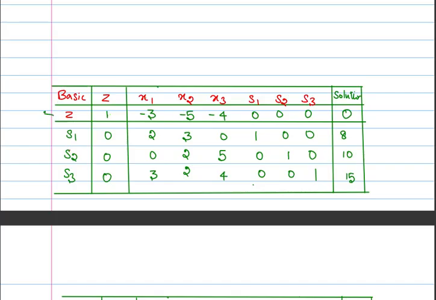This we call the 0th row. This is the first row R1, this is the second row R2, this is the third row R3. That is why we are choosing the maximum negative number. So X2 is the new basic variable.